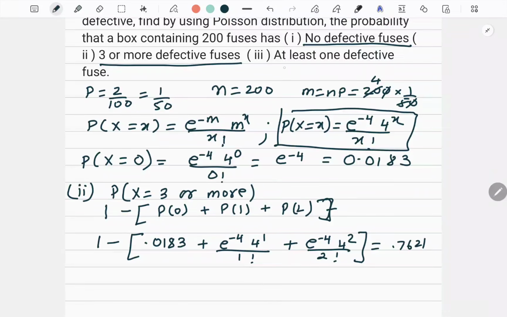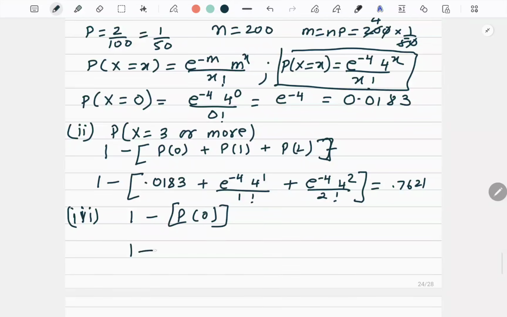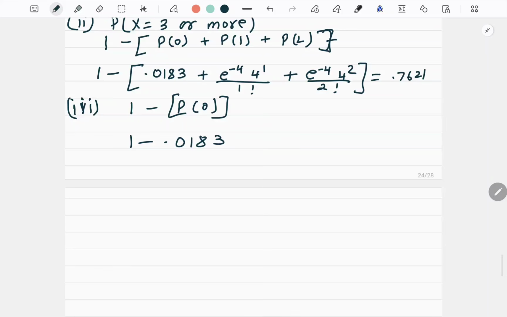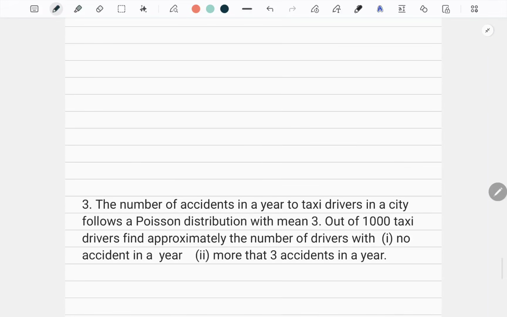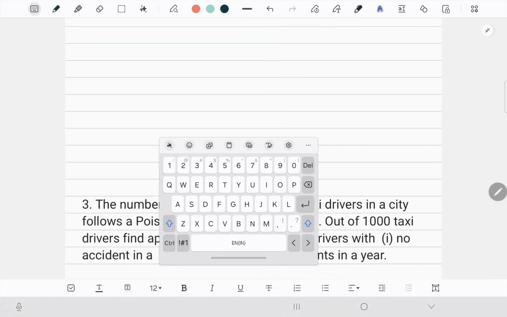Same way you can do for at least one defective. At least one means what? At least one means 1 and above. So probability for x greater than or equal to 1 is what? 1 minus probability for 0. Now probability for 0 you have already calculated. So 1 minus 0.0183 will be the answer. Right? So now let's move to the next question. Okay. So first let me make a space over here.